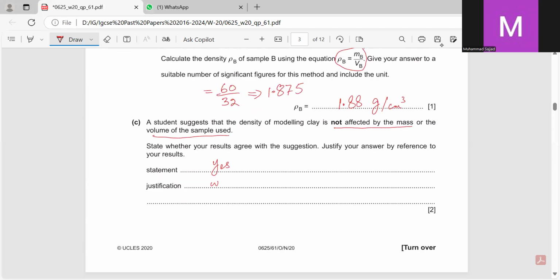So either you can write they are very close, or you can write the conventional answer: within the limit of experimental accuracy. Within the limit of experimental accuracy means if we are trying to find the percentage error in these two results, 1.88 and 1.90 grams per centimeter cube, it will be less than 10%. So whenever the percentage error or uncertainty is less than 10%, it means the statement is yes and it is correct within the limit of experimental accuracy.